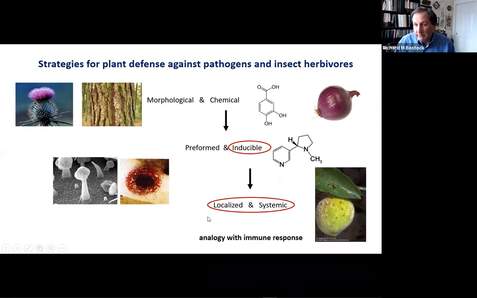There's been tremendous interest in induced resistance, and as you can imagine, it's by analogy with the immune response that we have in vertebrates. The idea is that you're harnessing natural plant defenses, and in this way getting some control over the diseases and pests that attack our plants.